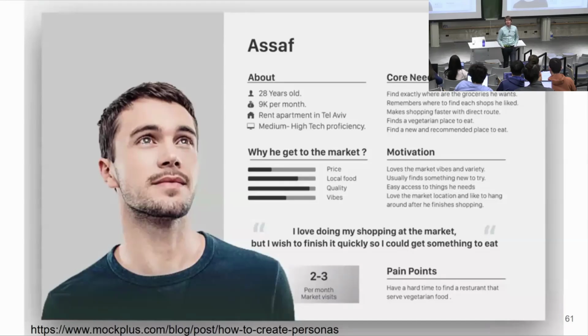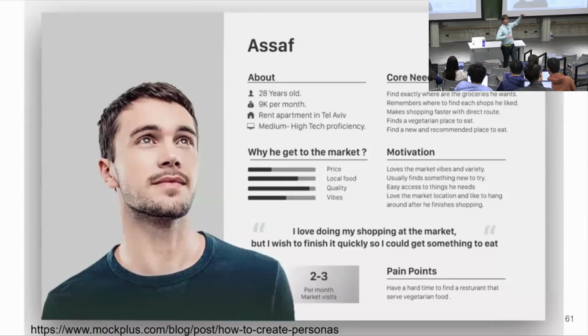So a persona is a stereotypical description of a person with certain characteristics, and it tries to help developers or designers to ask the question, what would Asaf do?